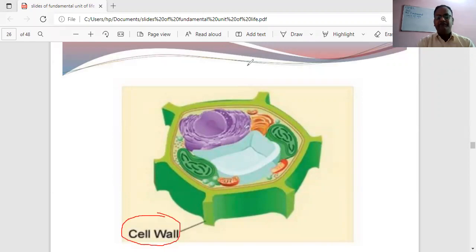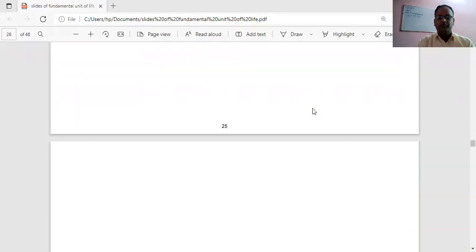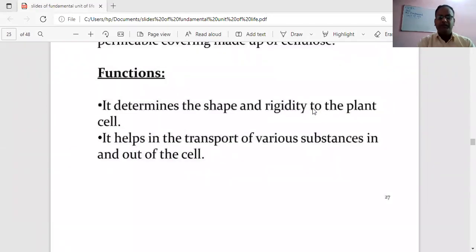And definitely, if we talk about the function of the cell wall, it determines the shape and rigidity of the plant cell. It helps in the transport of various substances in and out of the cell. So definitely these are the functions of the cell wall.